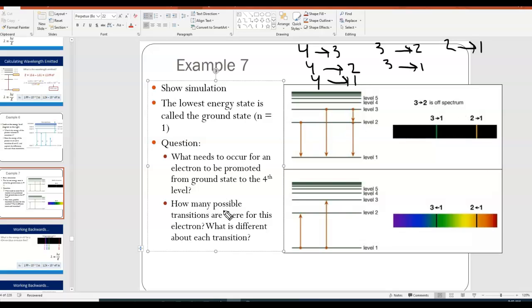This type of question about how many possible transitions there are is very commonly asked as a multiple choice question on the IB exam. So it all depends on how many energy levels you're starting with. If you have 4 energy levels to work with, that's 6 possible transitions.